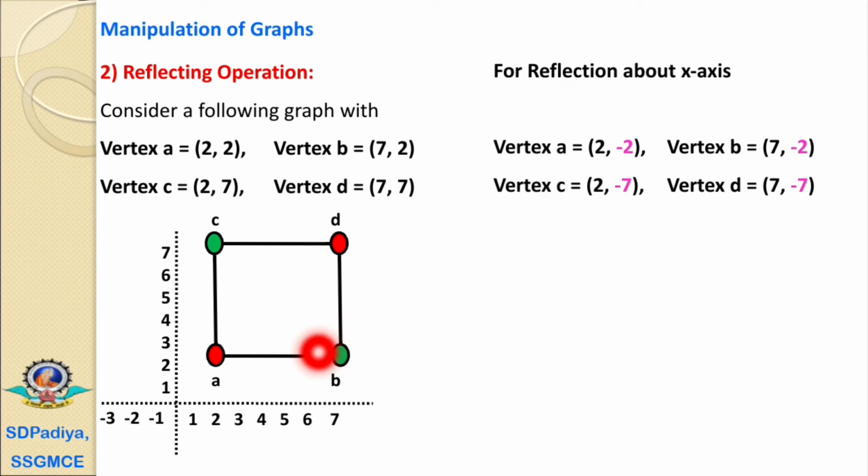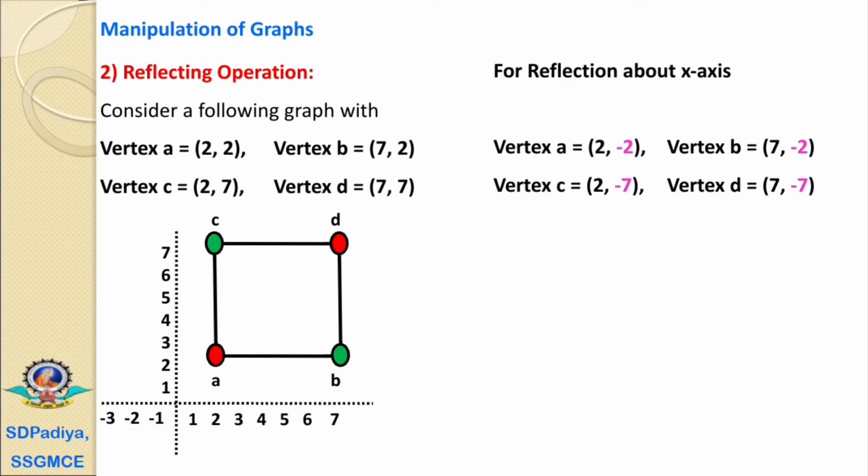coordinates. The vertex A has the coordinates 2, 2. Therefore, we have to change it to 2, -2. Vertex B has 7, 2. Therefore, it must be 7, -2. Vertex C has 2, 7. Then it must be 2, -7. And vertex D is 7, 7. Therefore, now it must be changed to 7, -7.